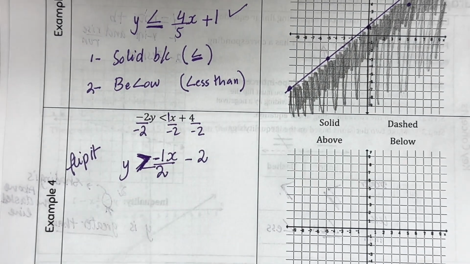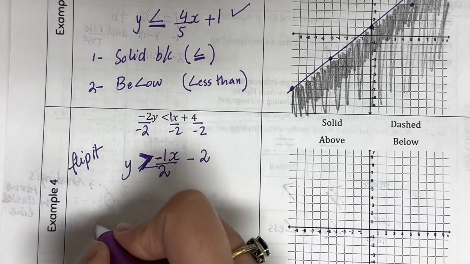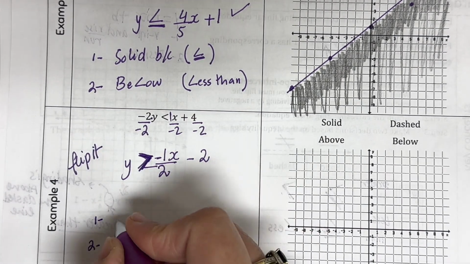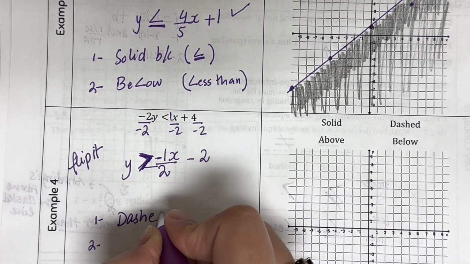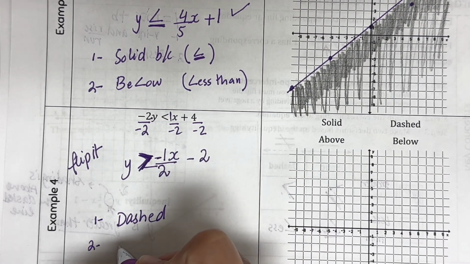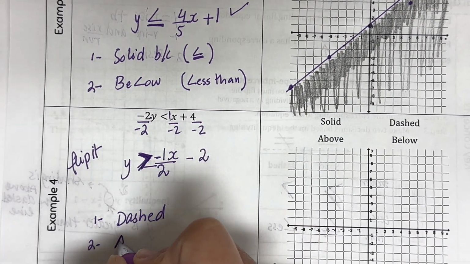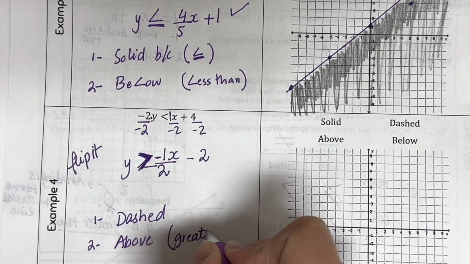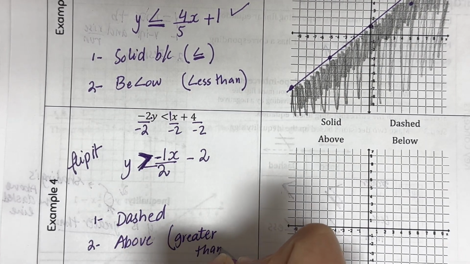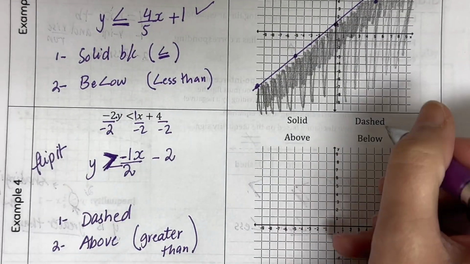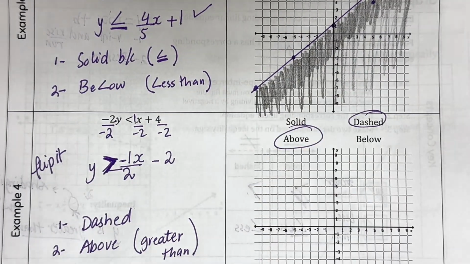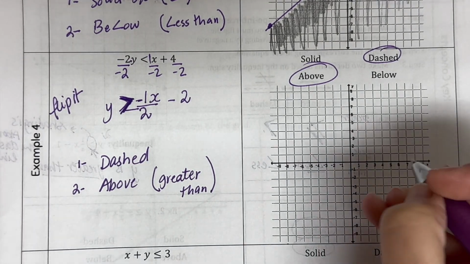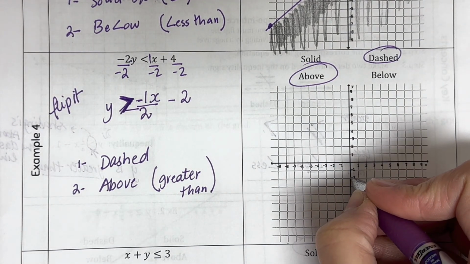I have my line. Now I need two things. Number one, what type of line it is and what type of shading it is. So this line is dashed because it doesn't have an equal, and secondly it is greater, so the shading is above. So it is dashed and the shading is above. Now you can draw the line by hand or by calculator, whatever you prefer.